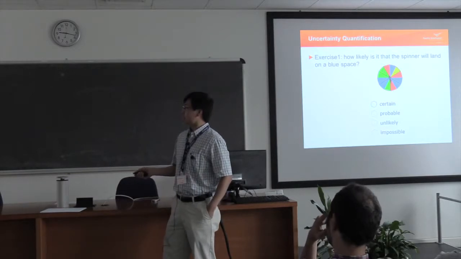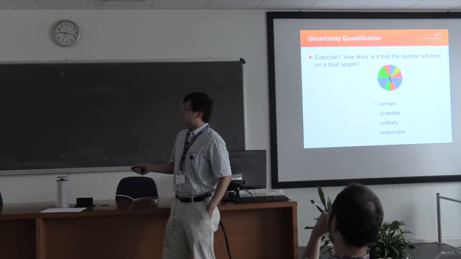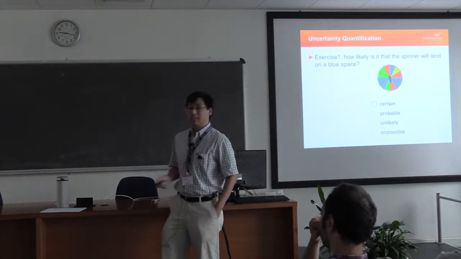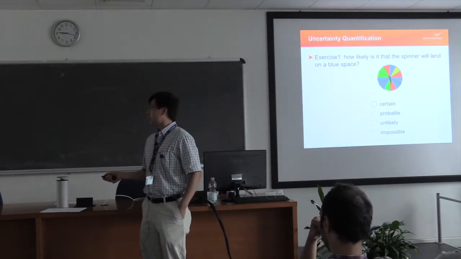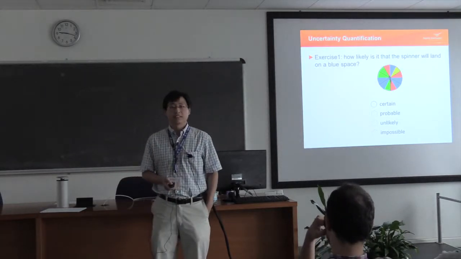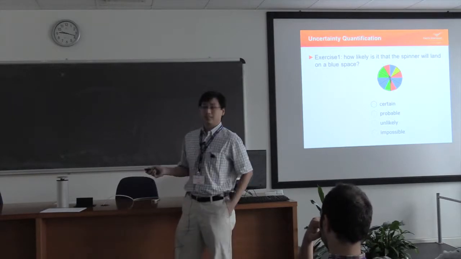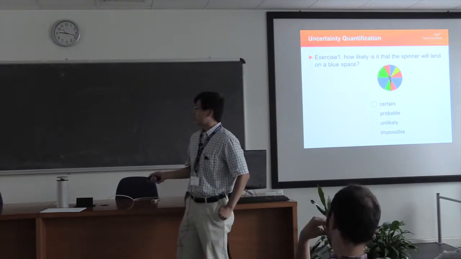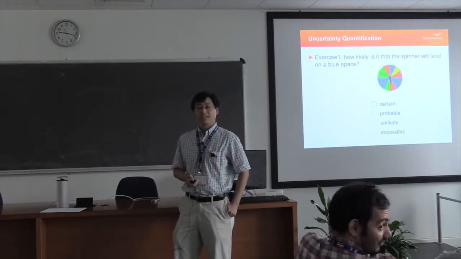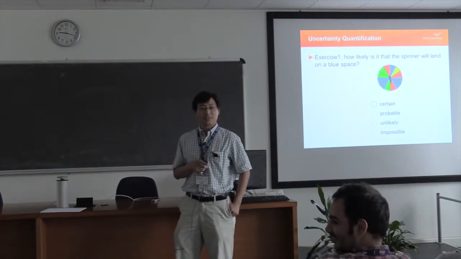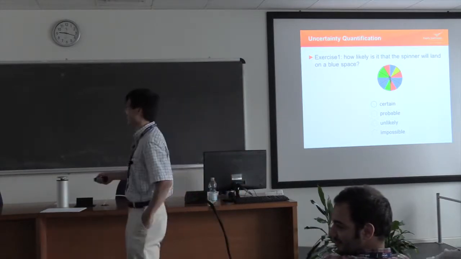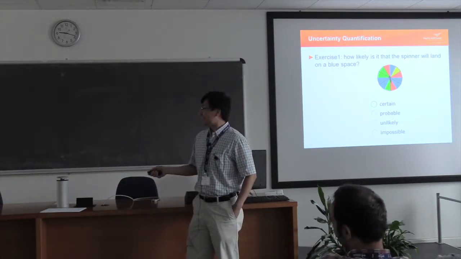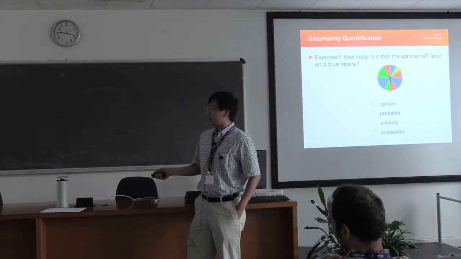So how many of you are thinking the probability? I don't want to use the probability yet. So how likely is it that the spinner will land on blue? How many of you choose certain? No, of course. How many choose probable? Okay, I'm expecting some answers. Okay, about 12, 13. How many unlikely? 3, 4, 4.5? Okay, impossible. Of course, that's not an answer. Okay, so we are focusing on probable and unlikely.